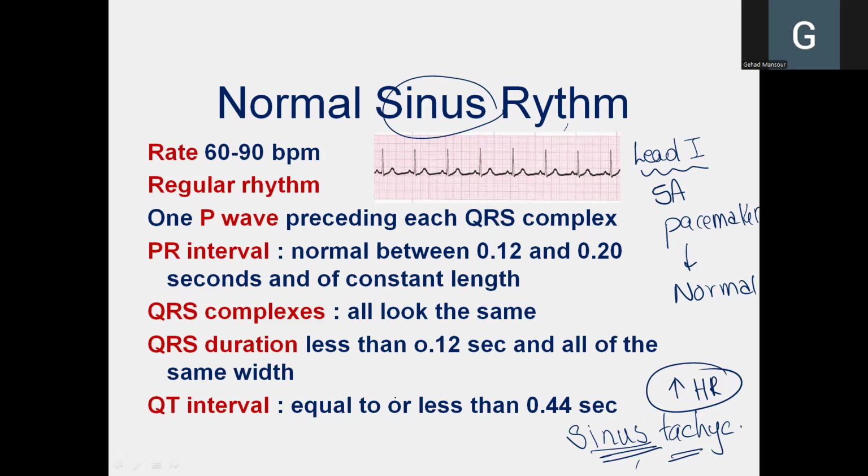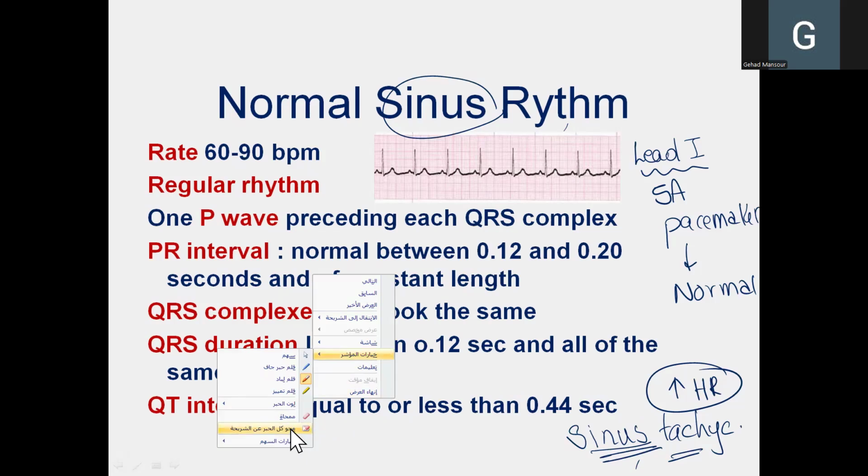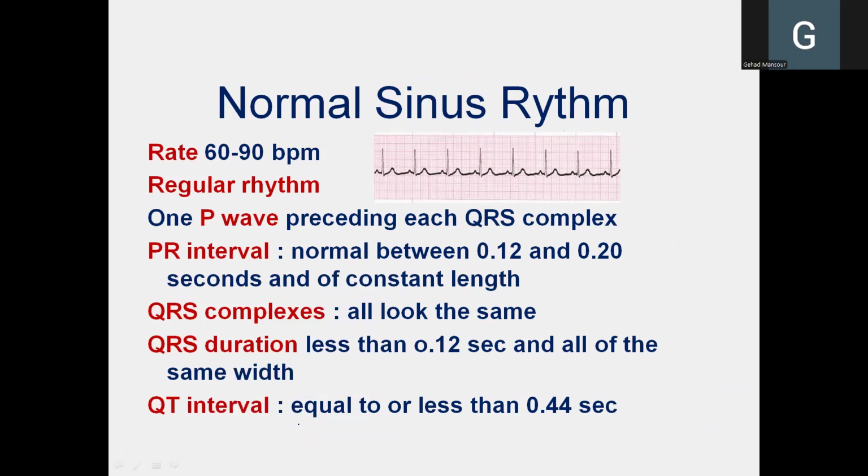What are the criteria for a normal sinus rhythm? The criteria are easily deducible when we remind ourselves that it arises from the SA node. So if it arises from the SA node and the SA node is normal, first of all, it has to beat at a rate of 60 to 90 beats per minute. So the rate should be 60 to 90 beats per minute. And then the rate should be regular. So the second condition is that we have a regular rhythm.